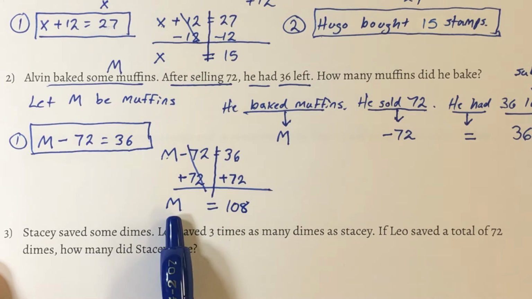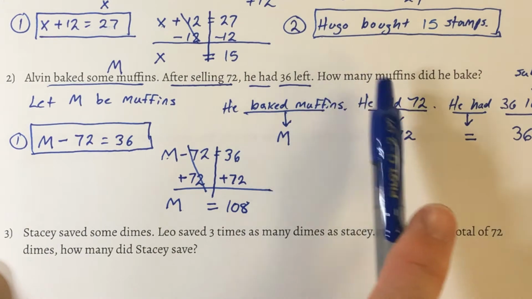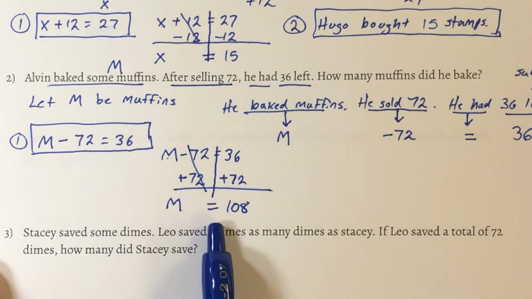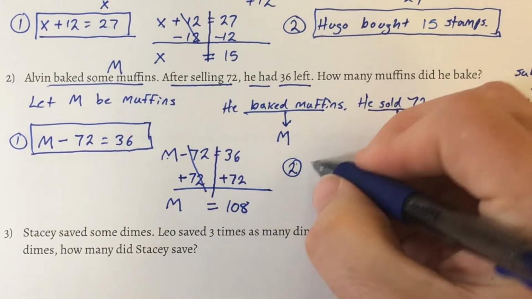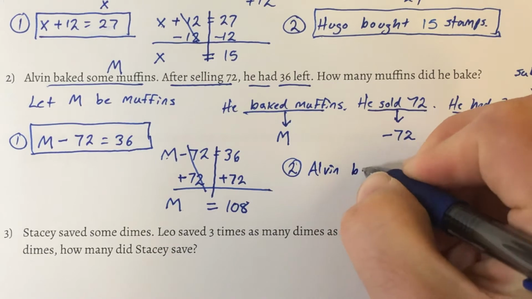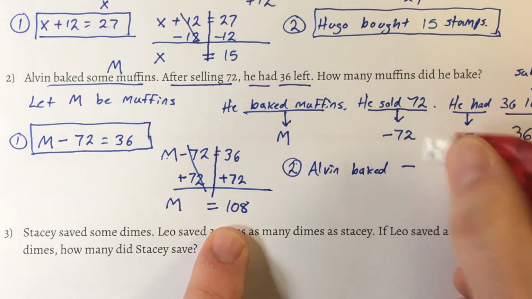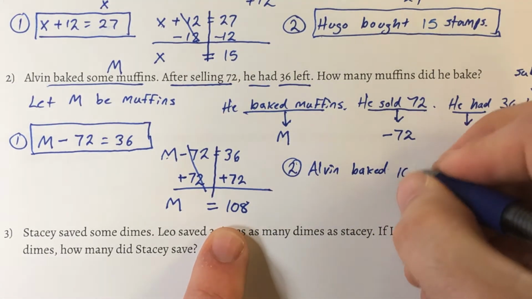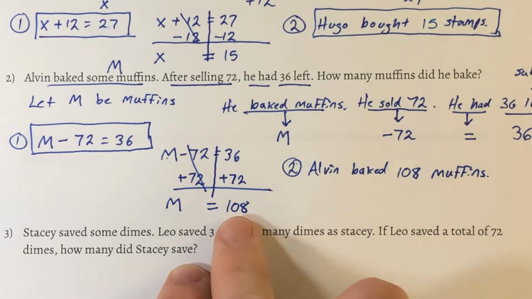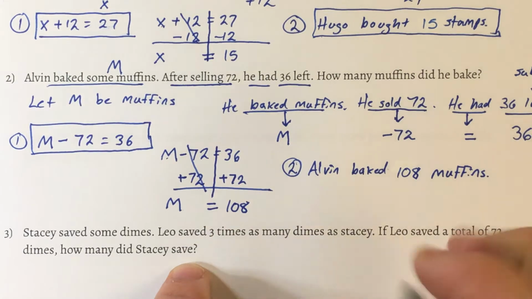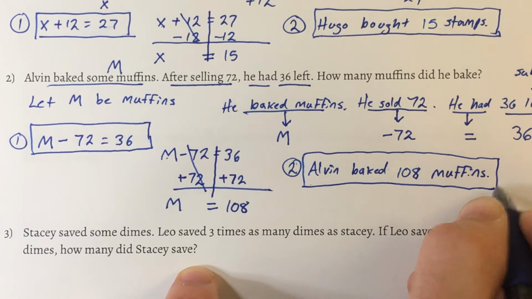All right, M stands for muffins, so I have the number of muffins is 108. Is that what I want to answer? It says, how many muffins did he bake? Yes, so this is going to be my answer. So, how many muffins did he bake? Alvin baked, answer's right there, 108 muffins. Again, don't always assume this is going to be your answer. Always check first. And I will show you an example of where it's not going to be your answer, and you have to do extra work.